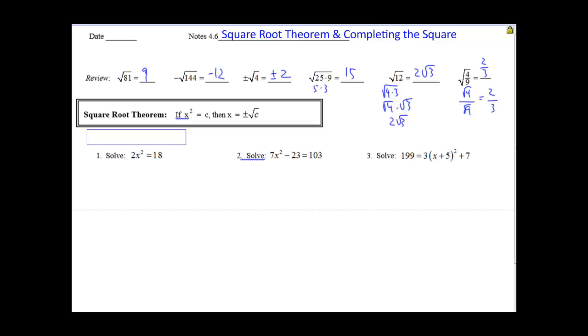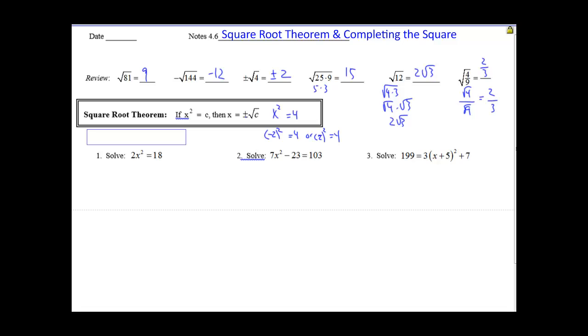So reviewing of square roots. Square root theorem says, if x squared equals c, to undo the square, we square root. So therefore, if you remember, it's plus or minus. We can get the negative and we can get the positive. Meaning, if I had x squared equals 4, I know that I can put in negative 2 and square it and get 4. Or I can do positive 2 squared and get 4.